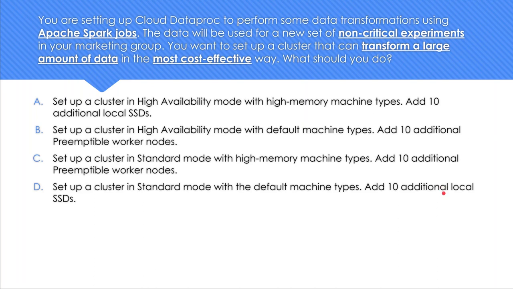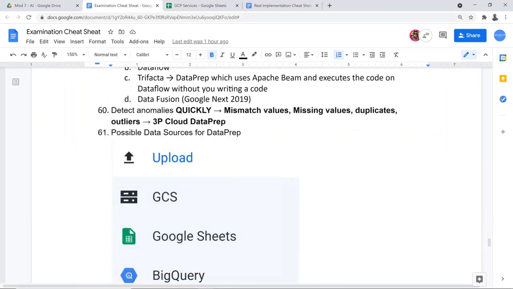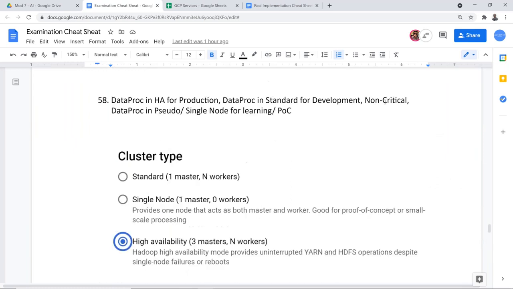So let's look into the explanation. Basically it's a Hadoop cluster, Spark job, and it's non-critical. This screenshot is going to be helpful for us. If it's non-critical, use a standard cluster type. That is going to be the answer.